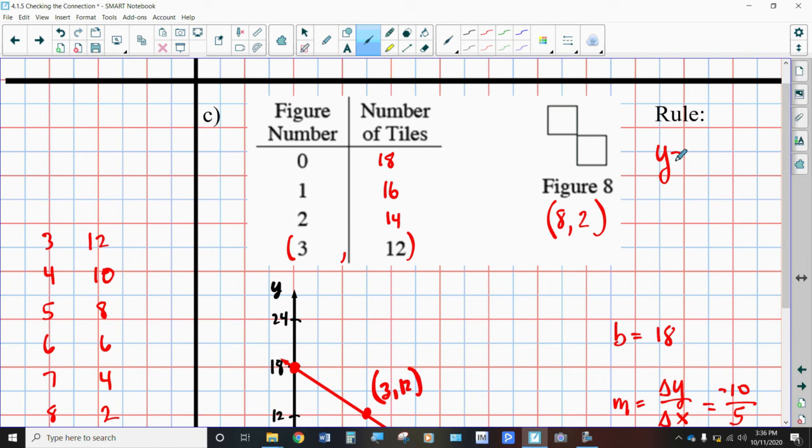This is y equals negative 2x plus 18. Now let's make sure it works here. Negative 2 times x is negative 2 times 8, so that's negative 16, and negative 16 plus 18 is positive 2. Yes, that works. How about this one right here? Negative 2 times 3 is negative 6, and negative 6 plus 18 is 12. Yes, that works. That means this is the rule that applies to this situation. And now we can take any value for x, plug it into this rule, and get an answer for y.